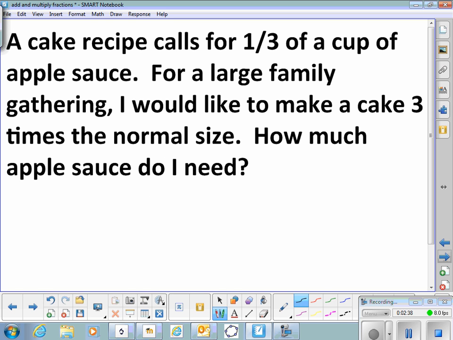A cake recipe calls for 1/3 of a cup of applesauce. For a large family gathering, I would like to make a cake 3 times the normal size. How much applesauce do I need? Well, 3 times 1/3 is 3/3. We need 1 cup.